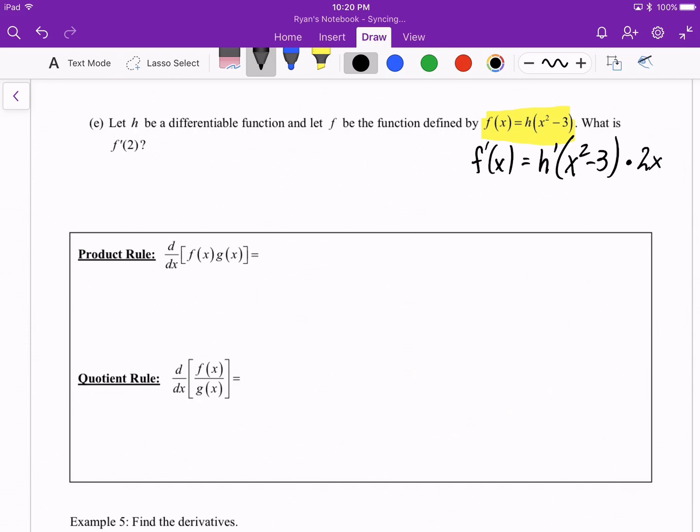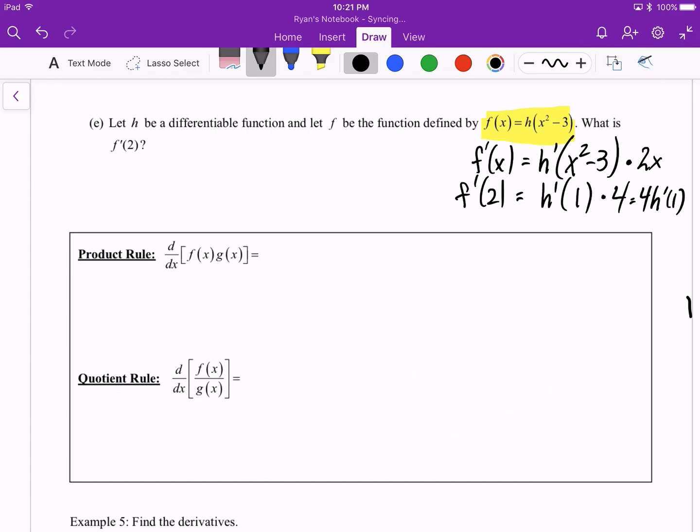Okay, well, the problem is asking me for f prime of 2. So if I plug in 2 for x, then f prime of 2 is equal to h prime of 2 squared minus 3. Well, I know that 2 squared is 4, minus 3 is 1, and then times 2x, but x is 2, so that's going to be 4. And so my final answer is going to say 4 times h prime of 1.